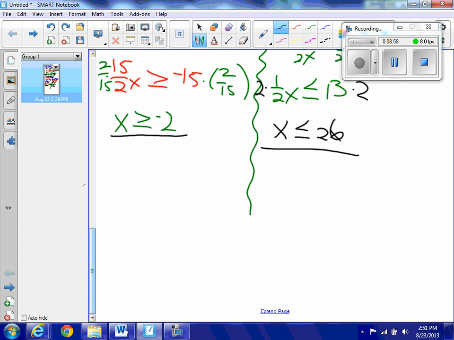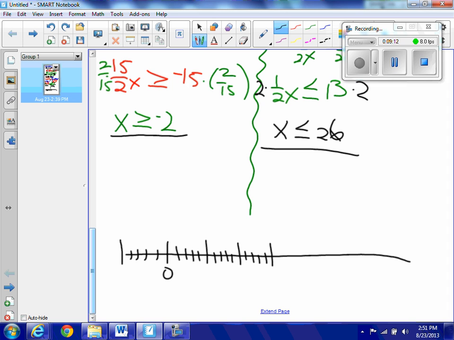And if I was to think about that on a number line, here's my number line. I'm going to start 0 way over here. 1, 2, 3, 4, 5. And then I'm going to count up to 26. Well, if it's less than or equal to positive 26, it's going this way here. But greater than or equal to negative 2, it's going that way there. And I have just the type of graph that I was looking for. I have a graph that fills in between 2 points.